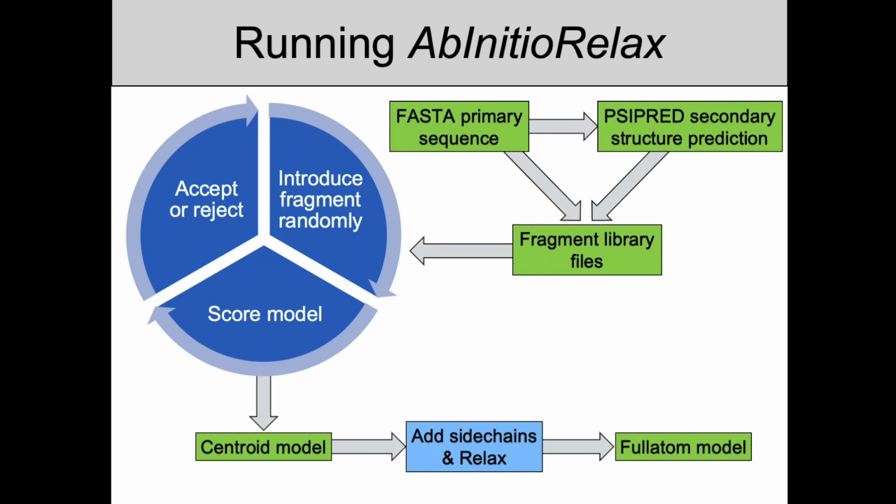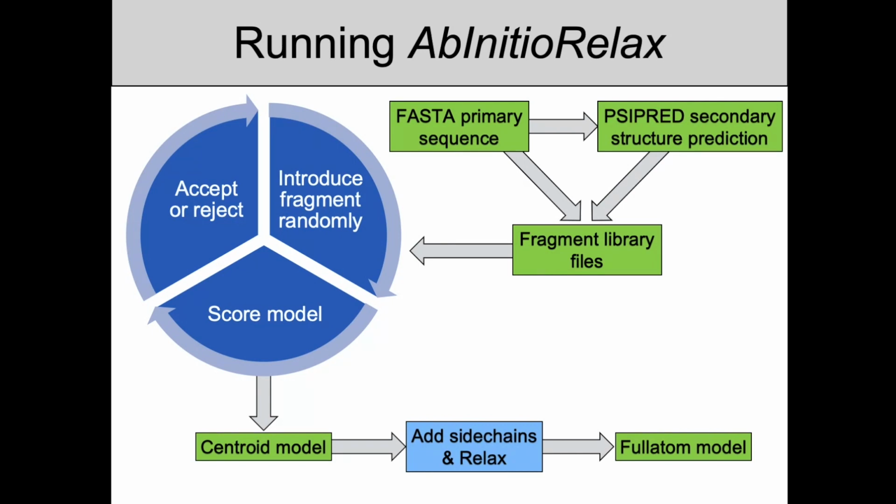And you can imagine that by doing this, and also by generating 1,000 models or 10,000 models, you can sample a gigantic number of configurations and hopefully end up at the lowest scoring configuration, which you expect would be the native-like configuration. Now, after doing this for a few 100,000 iterations, you'll end up with a centroid model or coarse-grained model.